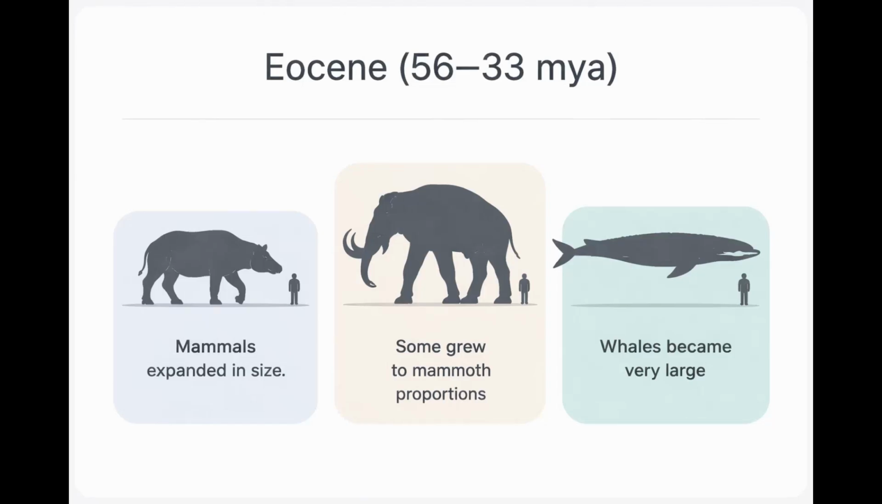In the Eocene, the material emphasizes that conditions allowed mammals to grow larger. Some lineages expanded dramatically in size, and whales are specifically mentioned as reaching mammoth proportions. This reflects both ecological opportunity and environmental conditions that supported large-bodied animals, including rich marine food webs for large marine mammals.